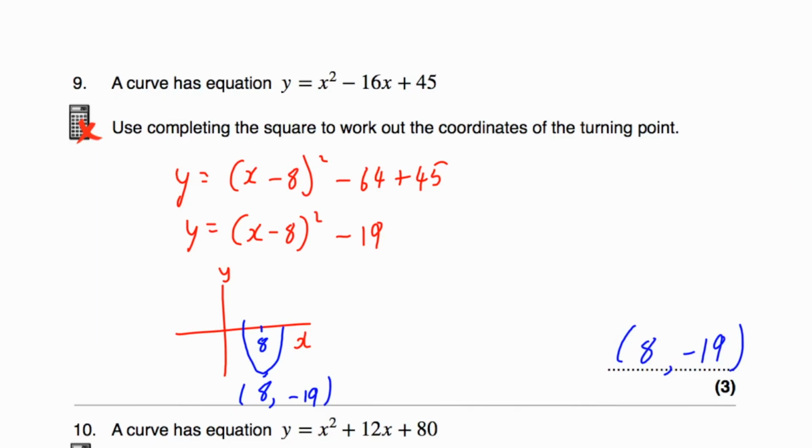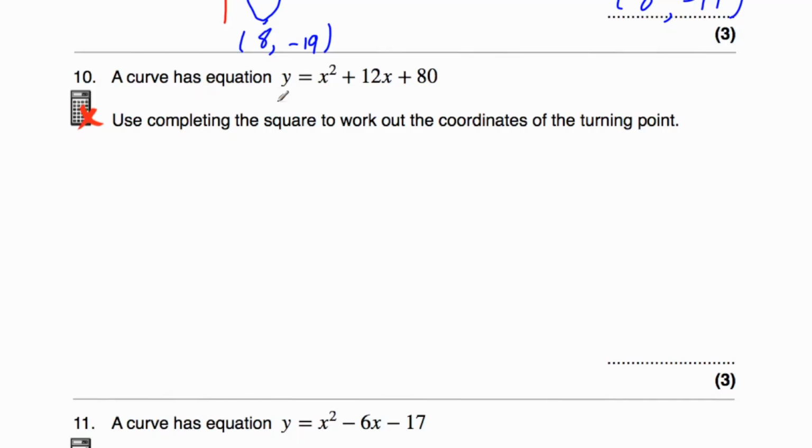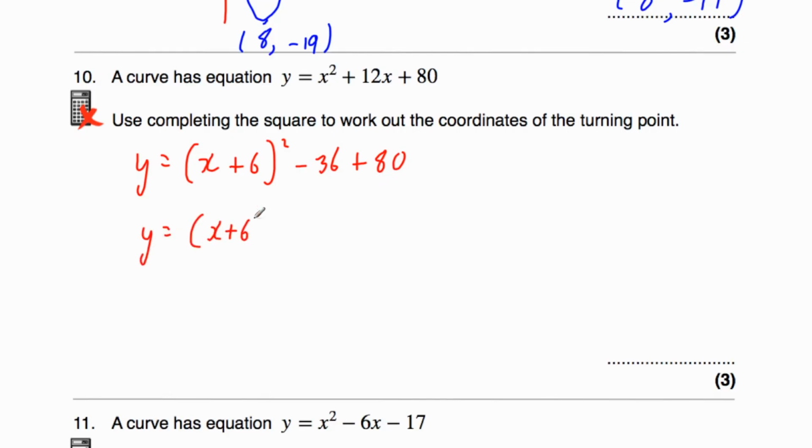Okay, let's have a look at our next question, question number 10. Question number 10 said, a curve has equation y equals x squared plus 12x plus 80, and use completing the square to work out the coordinates of the turning point. So let's again do completing the square. So we've got y equals, and then open brackets, x, half of 12 is 6, so plus 6, close bracket squared. We're going to take away this squared, so 6 squared is 36, so minus 36, and then we've got plus 80. Now minus 36 plus 80 would be 44, so we're going to have y equals x plus 6, close bracket squared, and then plus 44.